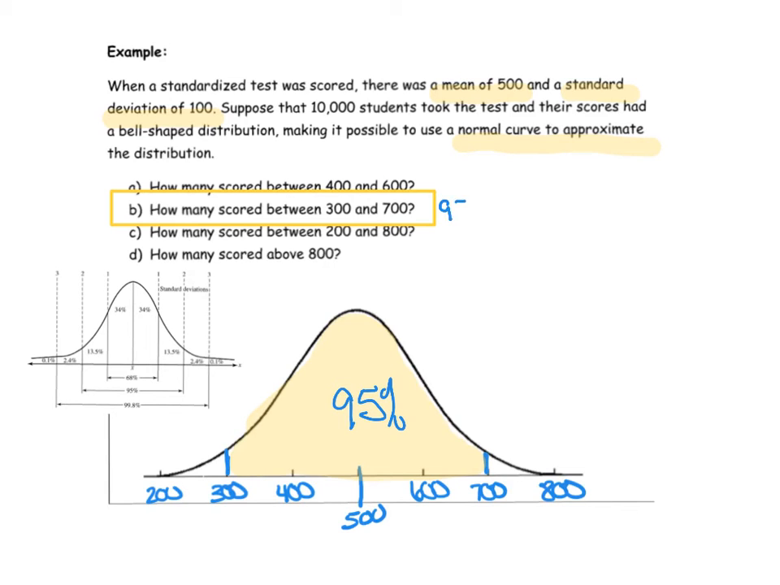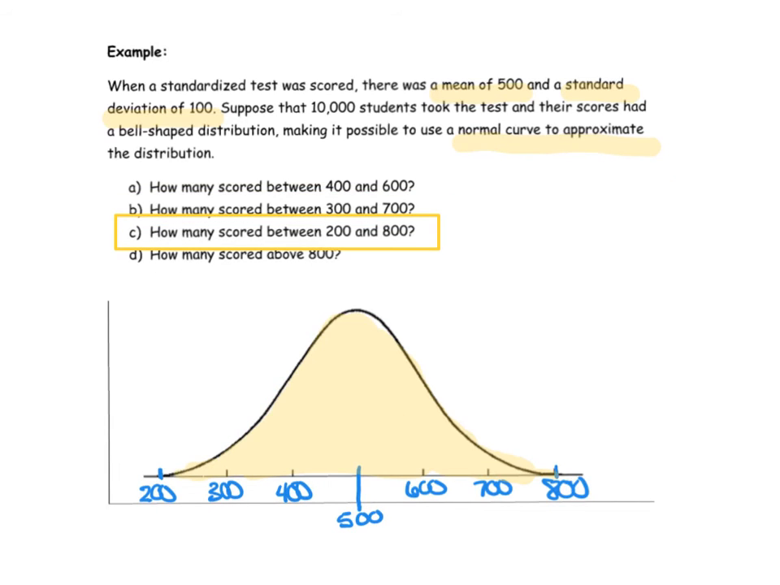So 95% of the students, and there were 10,000 students, are going to have scored between 300 and 700. So 95% is 95 over 100, or 0.95, multiplied by 10,000 is going to give you 9,500 students that scored between 300 and 700.